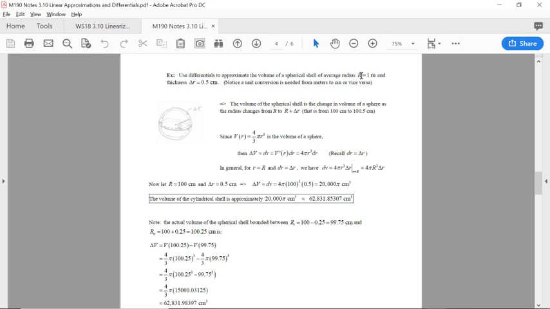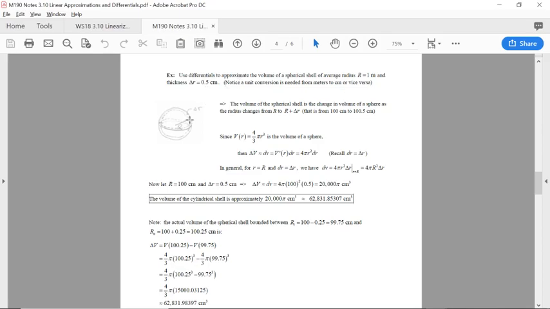We're given that the shell has an average radius of 1 meter, but the thickness of the shell is 0.5 centimeters. So we need these units to match. We either need to convert meters to centimeters or centimeters to meters, so that we have the same units. Let's convert meters to centimeters. So 100 centimeters is the average radius of the shell. What do we mean by average radius? Let's say that the outer radius and the inner radius, if we add those two radii together and divide by 2, we'd get 100 centimeters. And the thickness is 0.5 centimeters.